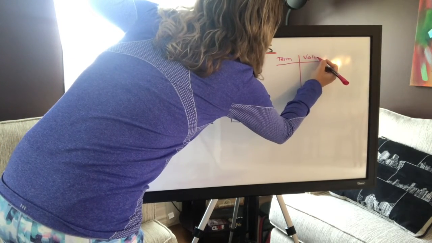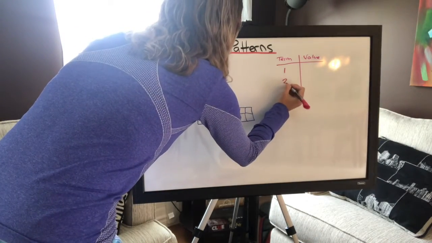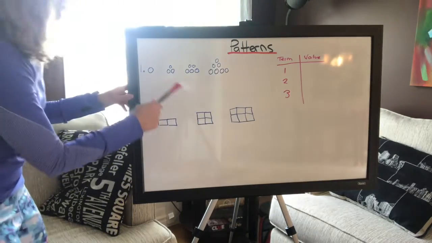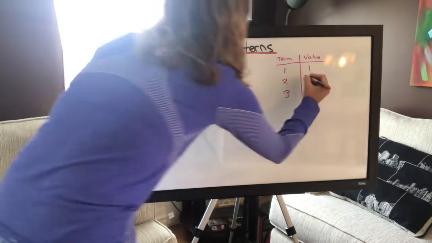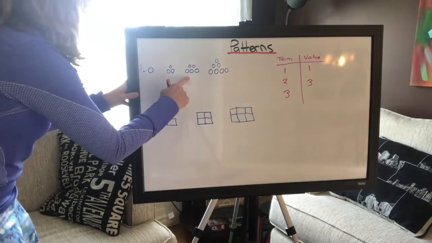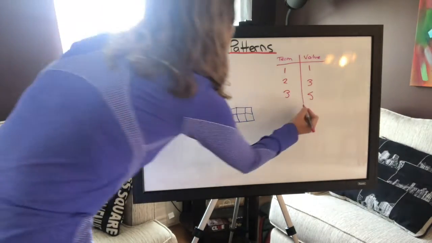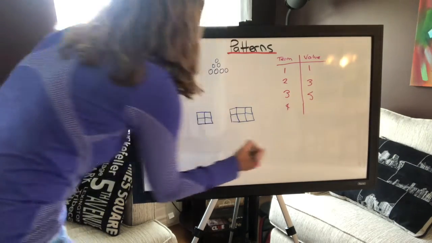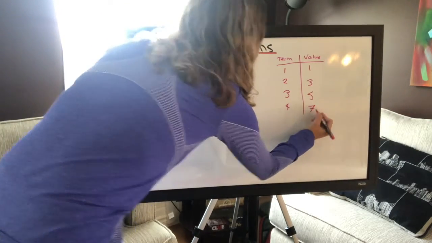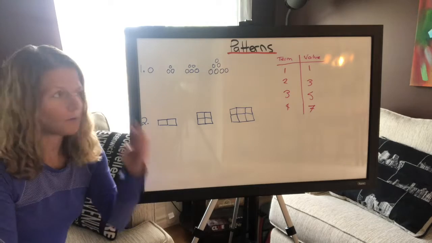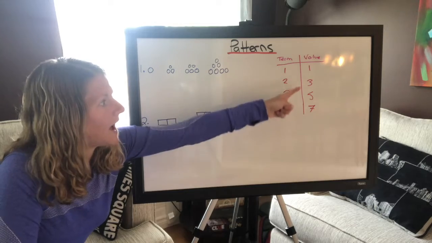You just draw this, so this is your term, and this is your value. For example, in this one, term 1, 2, and 3. Term 1 is 1. Term 2 is 3. Term 3 is 5. And we'll do one more. Term 4 is 7. So what is the pattern rule? What did we do to get from here to here? All we did was add 2.